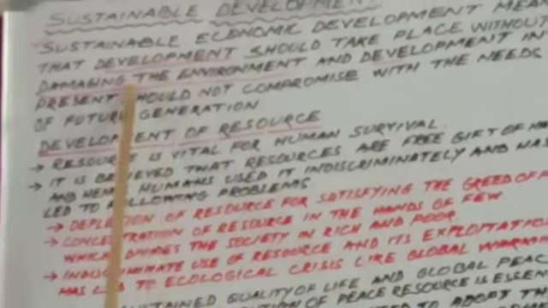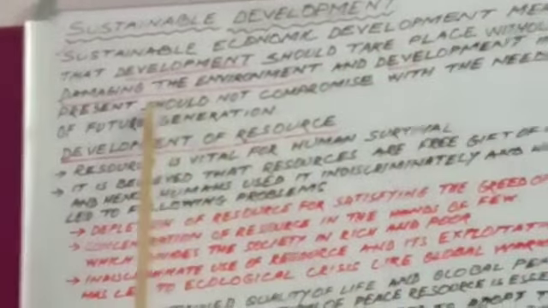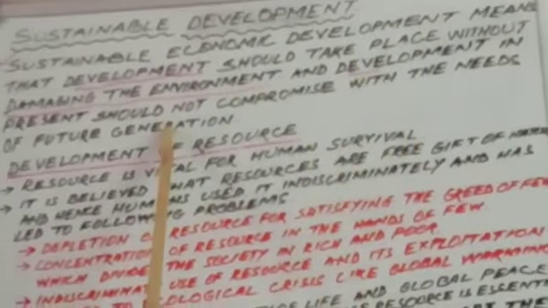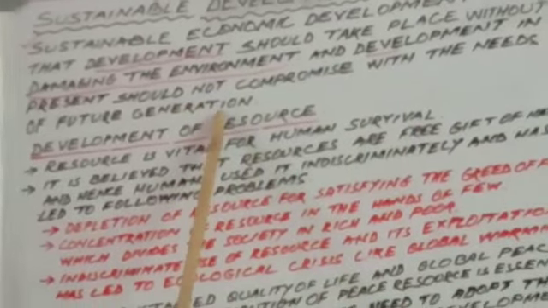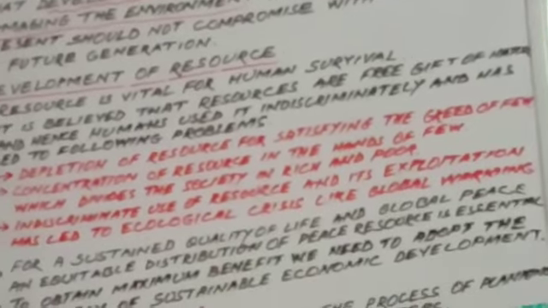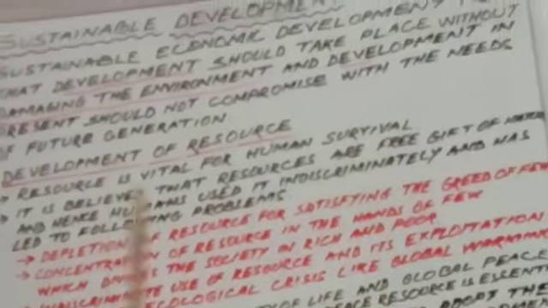Sustainable development. Sustainable economic development means that development should take place without damaging the environment, and development in the present should not compromise the needs of future generations. It means that development should take place, but it should not damage the ecological balance of the environment. Today's development should not hamper the growth and development of future or coming generations. So this is all about sustainable development.